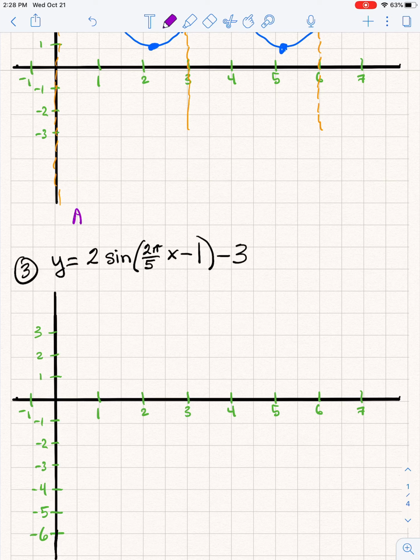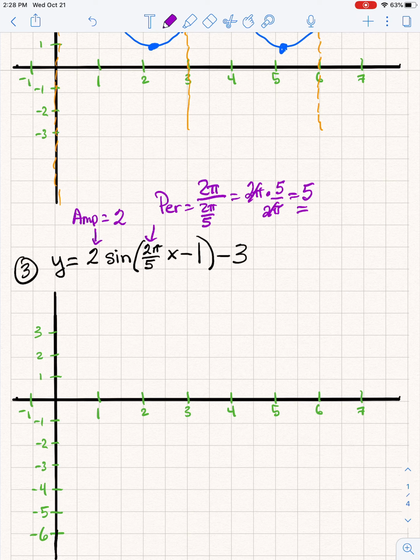Let's start with amplitude. Okay, amplitude's the A. That's just the absolute value of 2, so it's 2. Okay, period. 2 pi, divide by the B value. Okay, B is 2 pi over 5 this time. Wow. Okay, so 2 pi times the reciprocal, 5 over 2 pi. The 2 pi's cancel. Period is 5. That's not too bad.